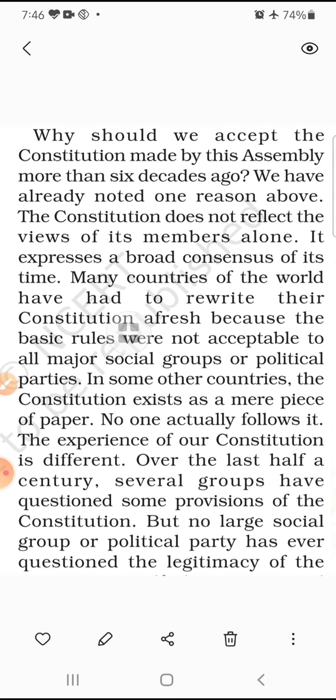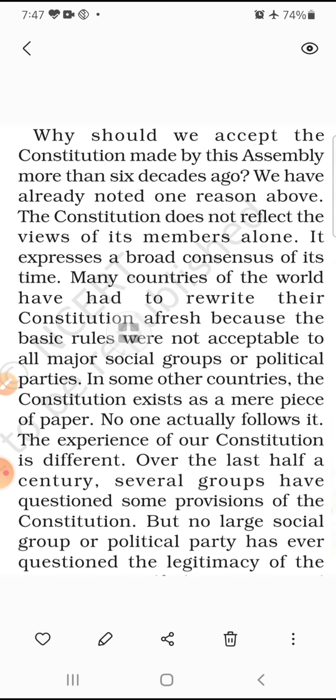So it expressed a broad consensus, and they had to rewrite their constitution afresh. This particularly we have discussed and we know about it. It is unusual. Okay? It is unique. When we talk about our constitution, the basic rules were acceptable to all the major social groups and political parties.